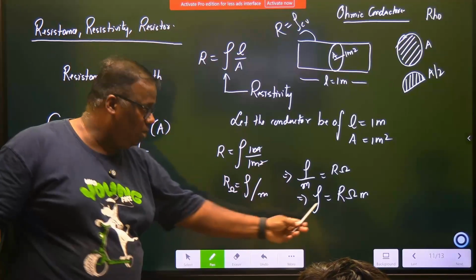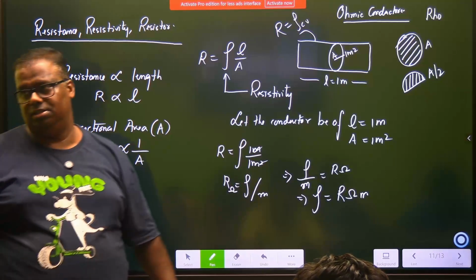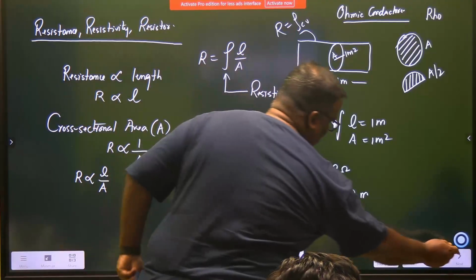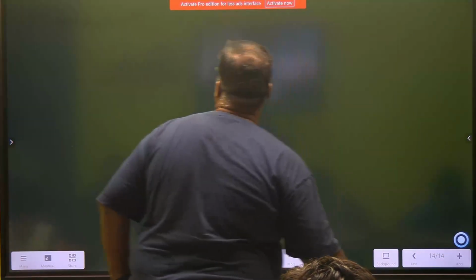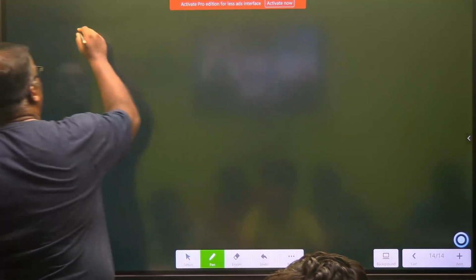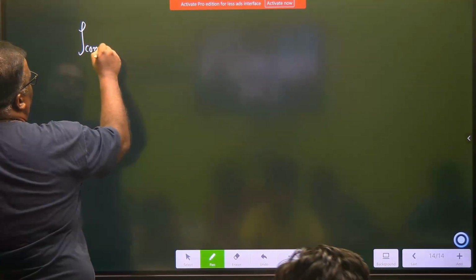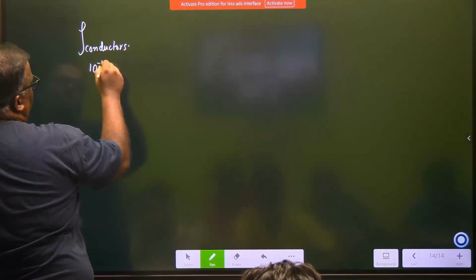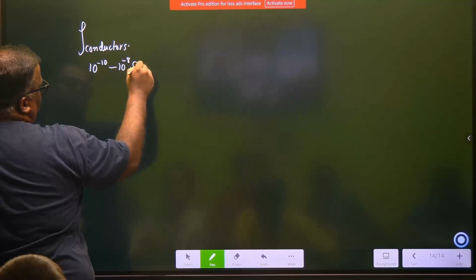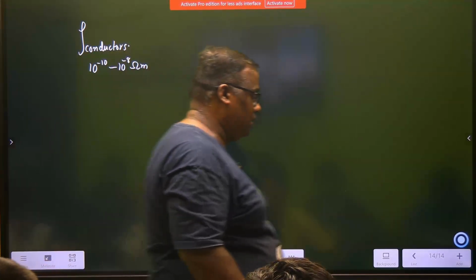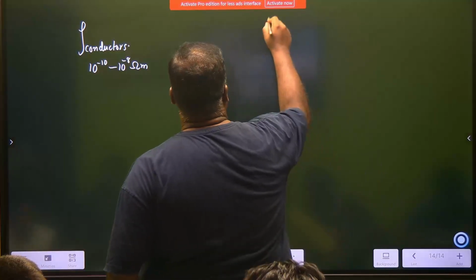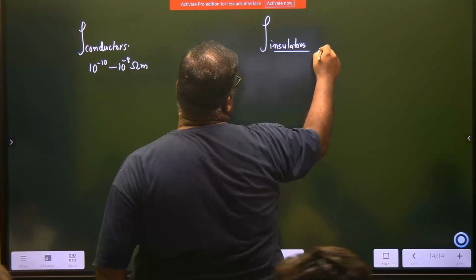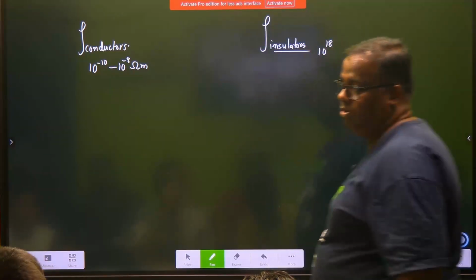So resistivity's unit is ohm meter. Just for your knowledge, resistivity of conductors is in the range of 10 to the power minus 10 to 10 to the power minus 8 ohm meters. Conductors don't have that good resistivity. That's why they are conductors. But the resistivity of insulators is around 10 to the power 18 ohm meter.